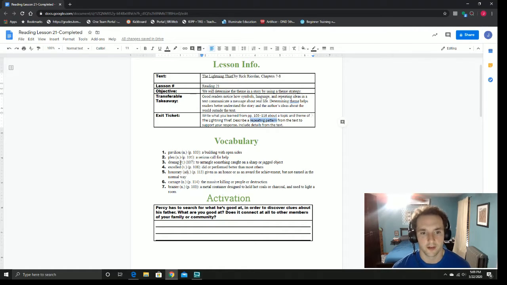Number four, the word is excelled, did or performed better than most others. If you excelled on a test, that means you did really well on it and some other people did not. People could have excelled at sports or excelled at anything that they are better at than most other people. Number five is honorary, which means given as an honor or as an award for an achievement, but not earned in the normal way.